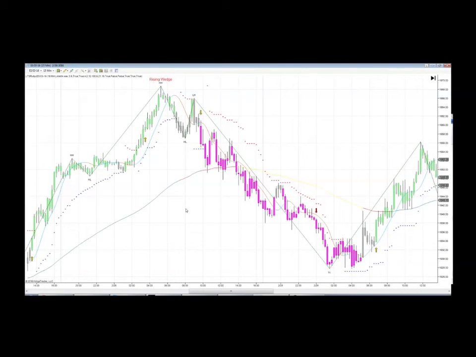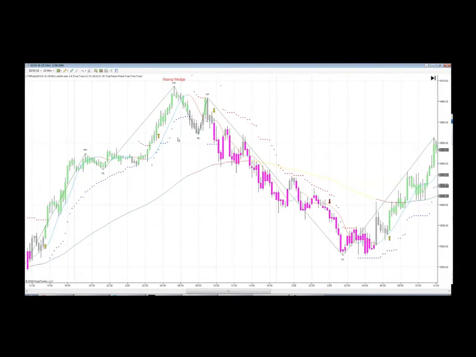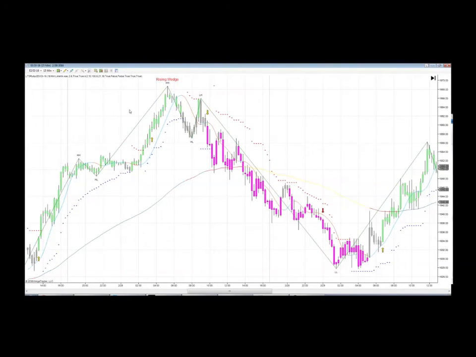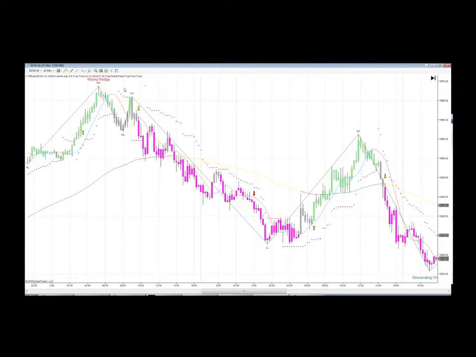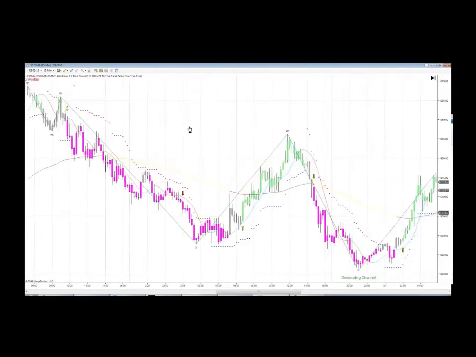Alright, so here you go. This is a slightly less sensitive pattern formation identification. You can see that these patterns are probably going to be a little bit more accurate. You've got a rising wedge, which is a bearish signal up here.